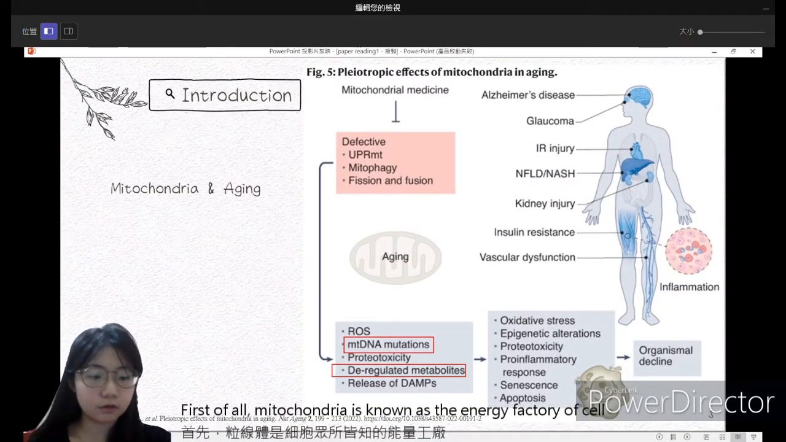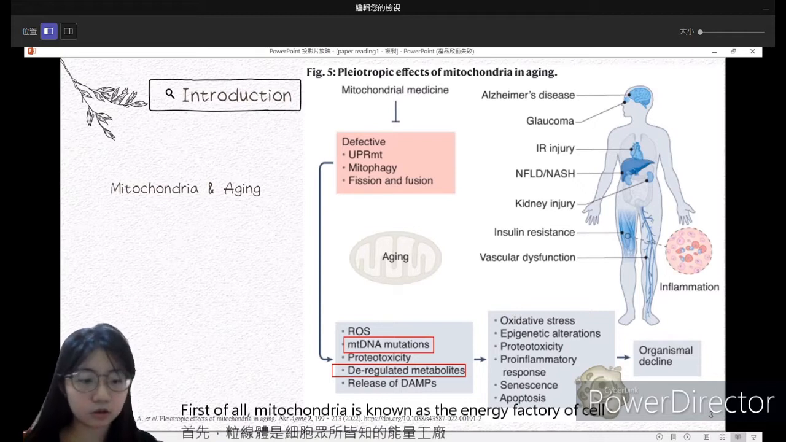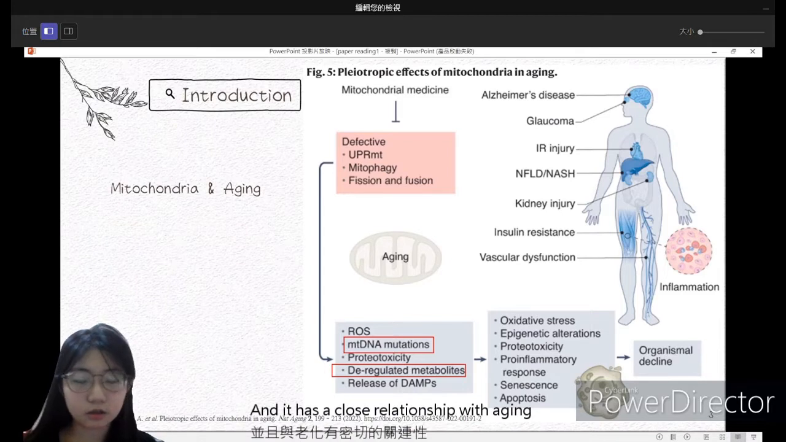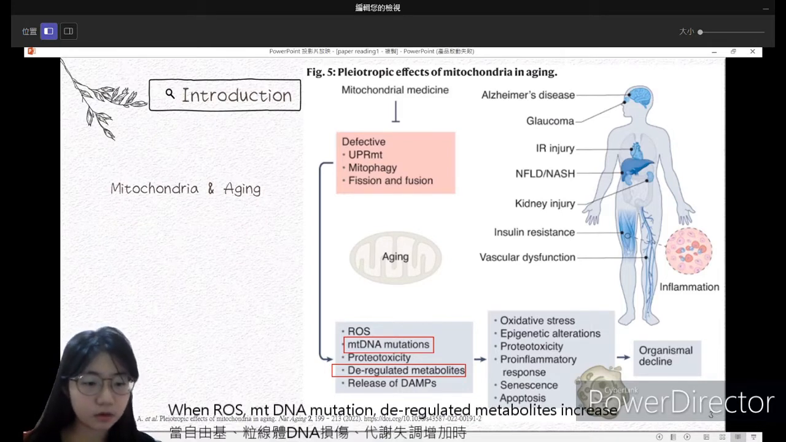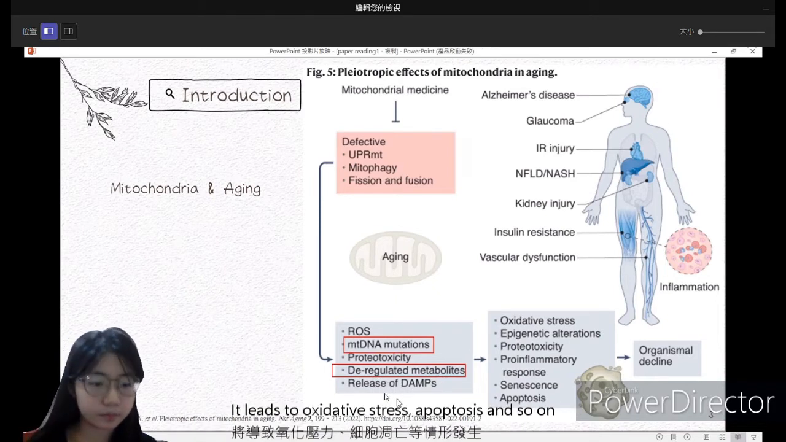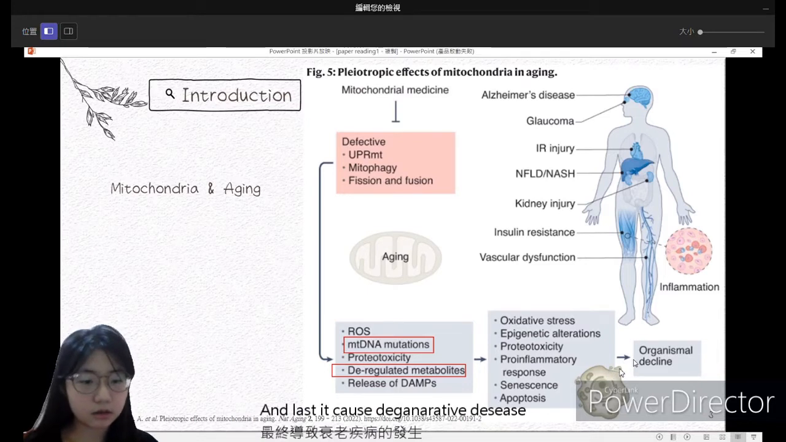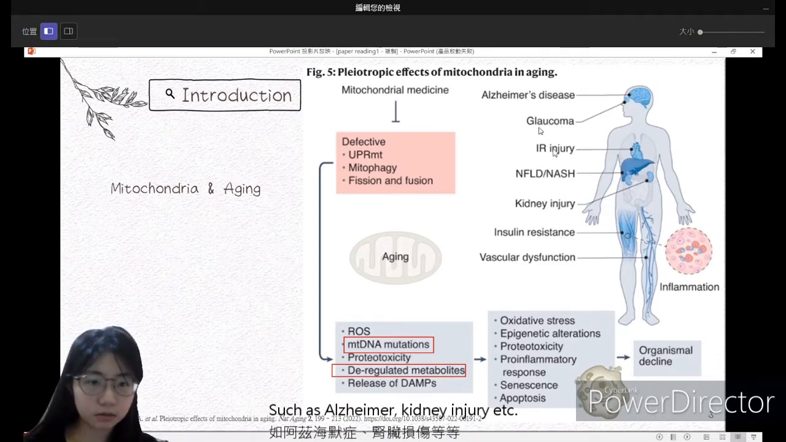First of all, we know that mitochondria is known as the energy factory of the cells, and it has a close relationship with aging. When ROS, mitochondrial DNA multiplications or degeneration metabolics increase, it leads to some oxidative stress, apoptosis, and so on. And last, it causes some degenerative diseases, such as Alzheimer's or kidney injury.